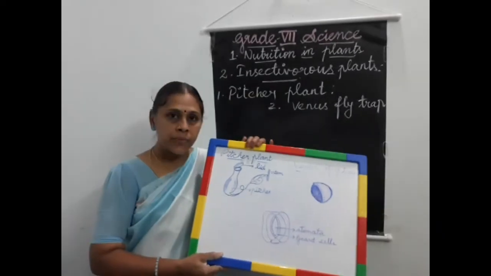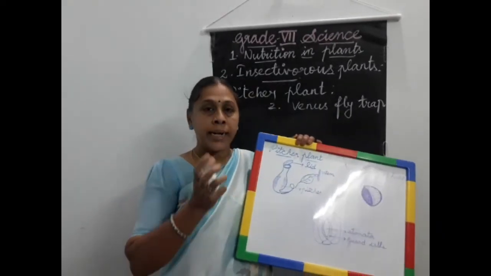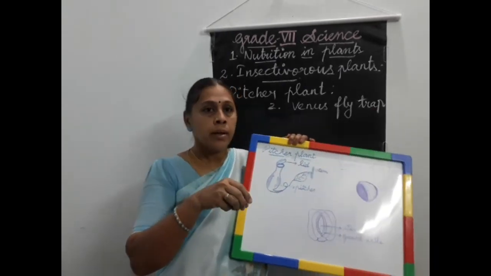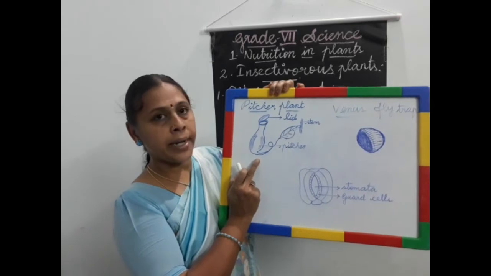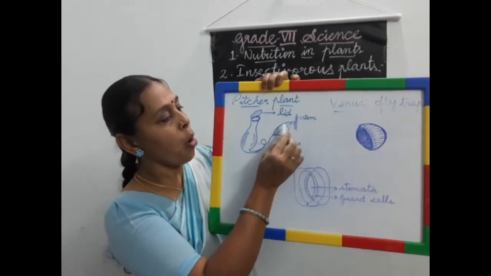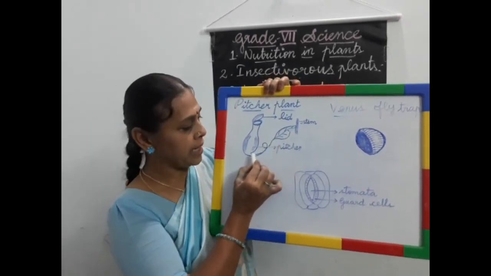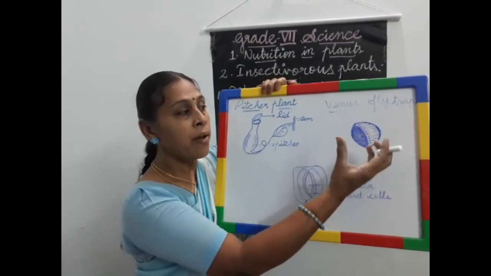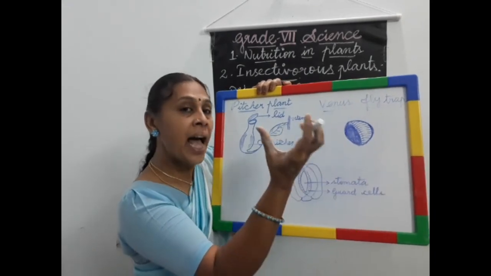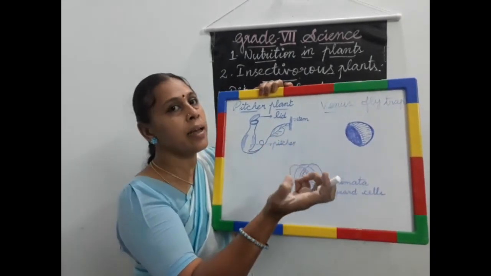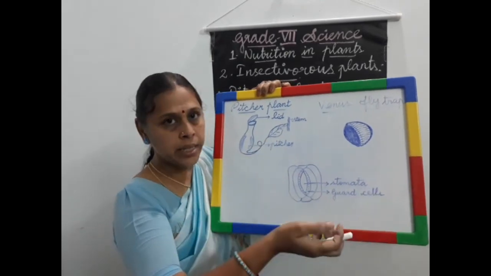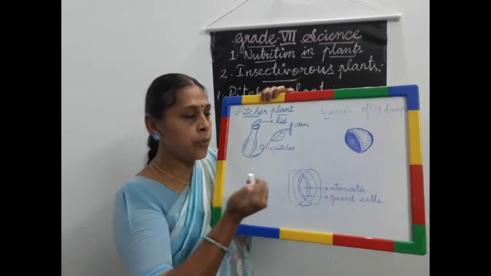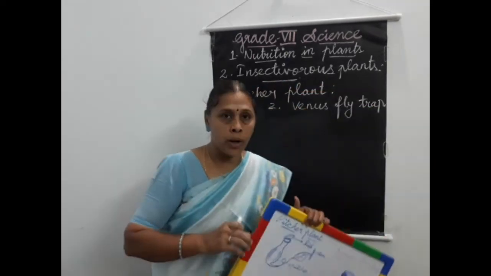So, in this way, some plants trap the insects to get the nutrients. For example, the pitcher plant: the apex of the leaf is modified as a pitcher. And in Venus flytrap, the lobes have a special structure with hairy structures which entangle the insects, and they digest them with the help of the digestive juices inside, and they absorb the nutrients they want.